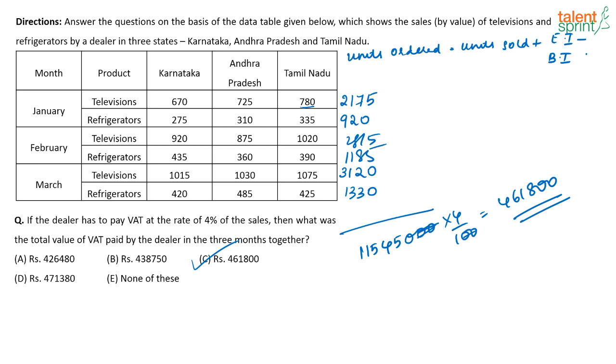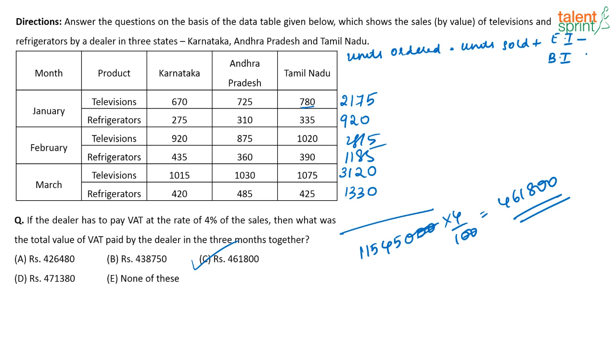Let me just check once. First one is 2175, that is correct. Then you have 275 plus 310 plus 335. That is 920, that is also correct. Then I have 920 plus 875, okay, that is right. Just give me a moment, I am just checking my calculation as well. But I hope you understand the method. The method is this. I would say it's definitely a time consuming question, it's not very easy.